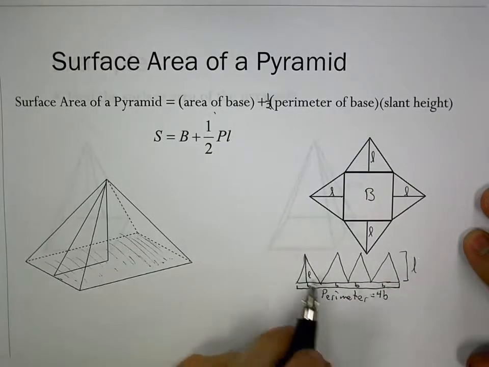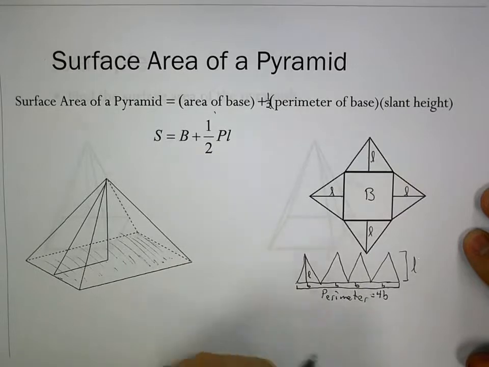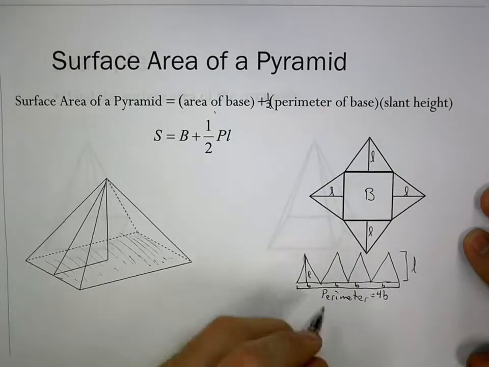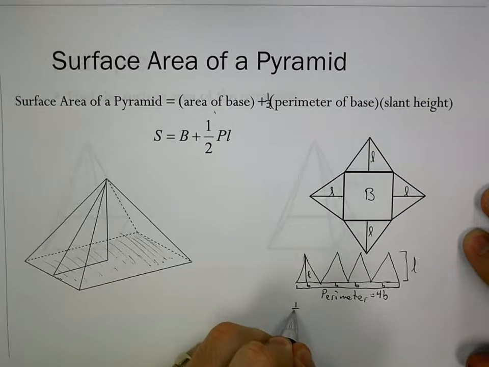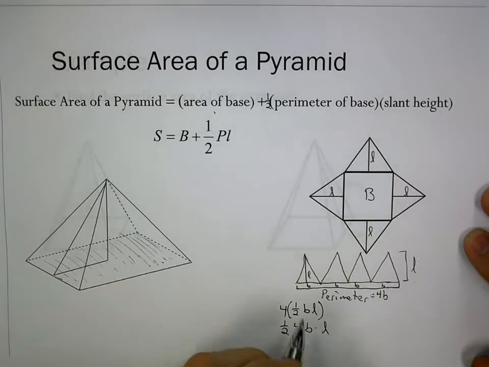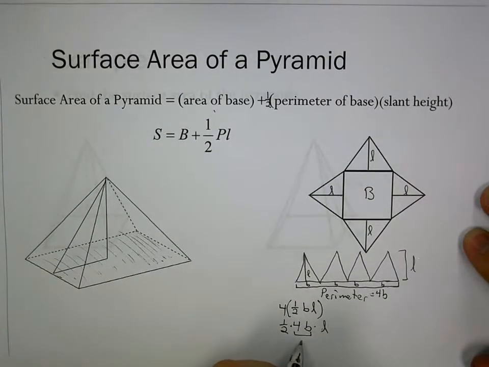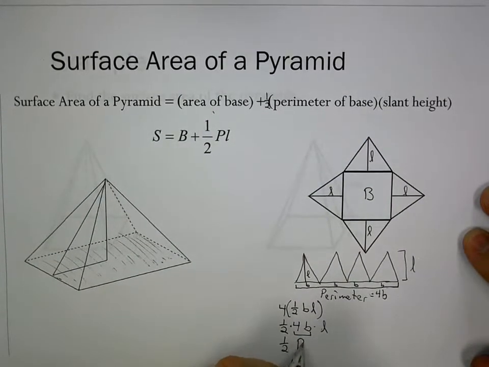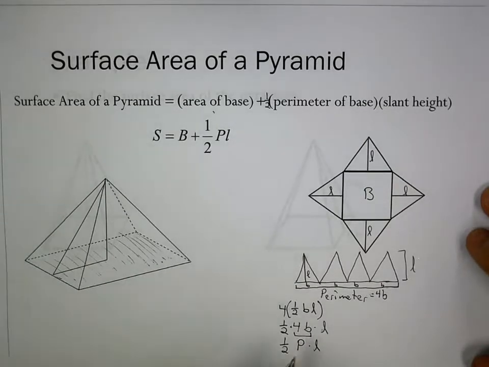So, to find the area of all of these triangles, I'm going to use the way I would find the area of one triangle. The area of one triangle would be 1/2 the base times the slant height, and I would have 4 of them. By switching out the 1/2 with the 4, I get 1/2 times 4b times L, and we can again switch that out and make it 1/2 perimeter times L. So this tells us how we get those actual areas of the triangles.